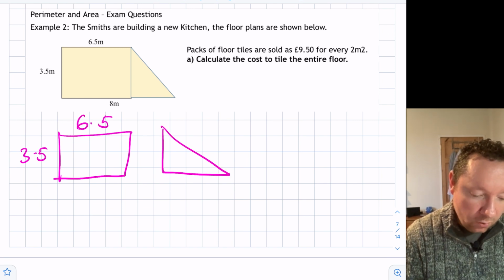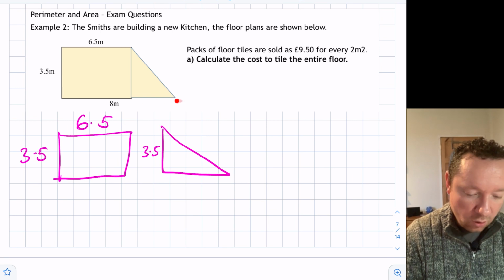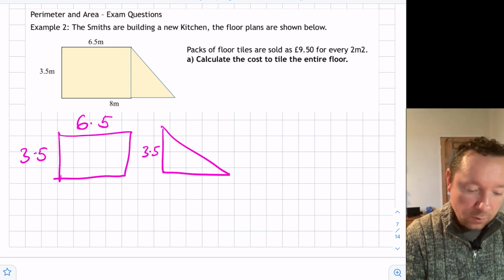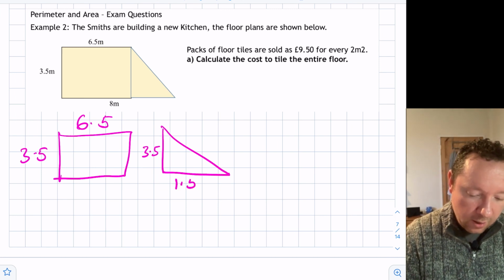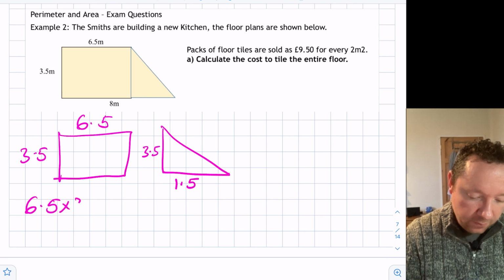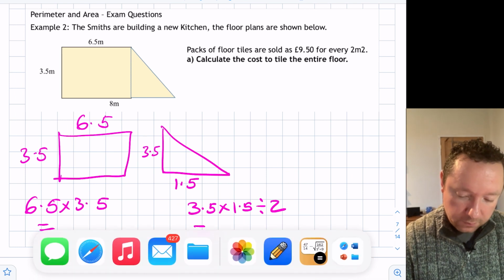And the triangle, well, it's still 3.5 along here, but on the bottom, it's not 8 because that's all the way along. It's not 6.5 because that's to here. 8 take away 6.5 will give me that. That gives me 1.5. So area of my rectangle, I just need to do 6.5 times 3.5. And for my triangle, I need to do 3.5 times 1.5, but then divide by 2. They're both calculator jobs.